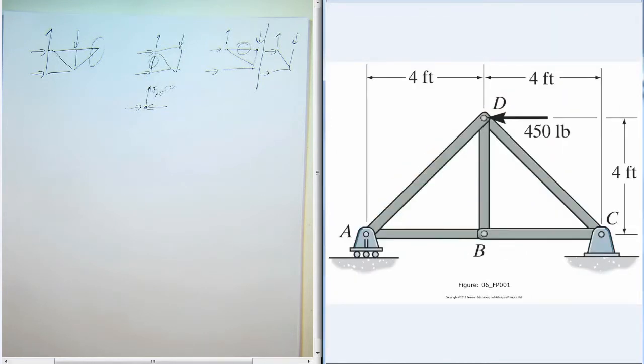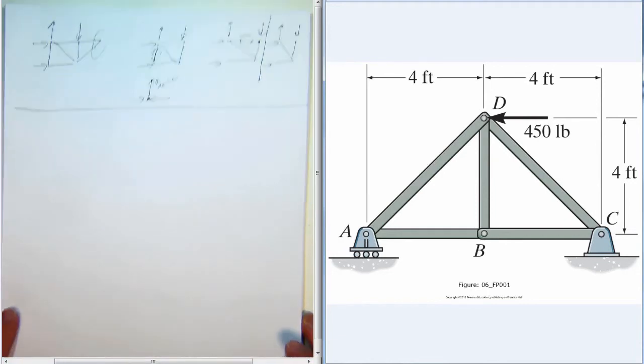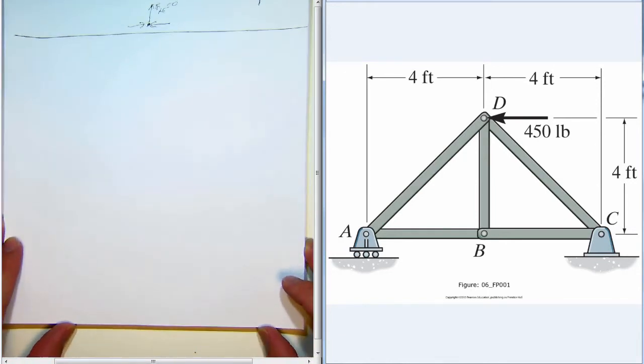Now, we will use what we learned about zero force members to work on this problem here. So this is fundamental problem 6.1, and we want to determine the force in each member of the truss and state if the members are in tension or compression. So we'll use the method of joints to solve this problem.